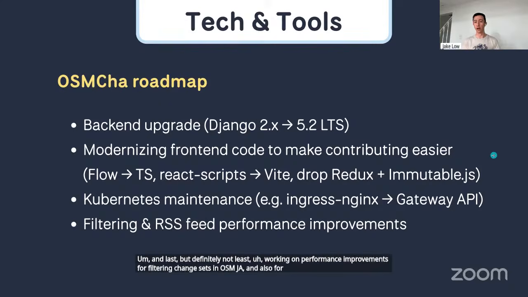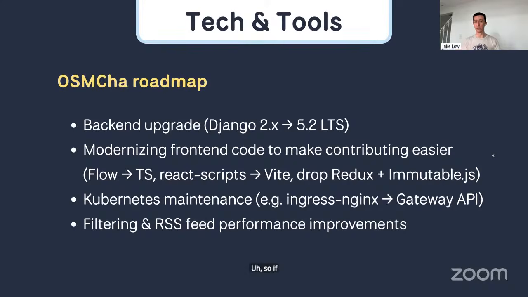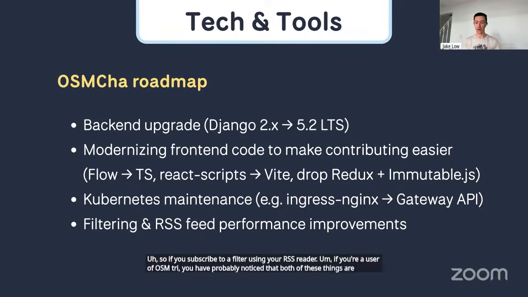And last, but definitely not least, we're working on performance improvements for filtering changesets in OSM-CHA and also for RSS feed generation. So if you subscribe to a filter using your RSS reader, if you're a user of OSM-CHA, you have probably noticed that both of these things are very slow right now. So it's something we definitely want to work on.